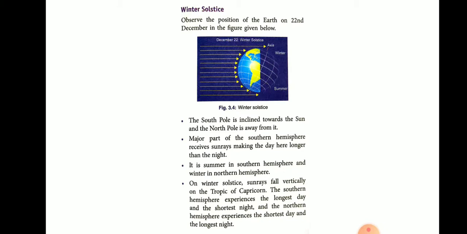Major part of the southern hemisphere receives sun's rays, making the day here longer than the night. It is summer in the southern hemisphere and winter in the northern hemisphere. So in this position, southern hemisphere experiences summer and northern hemisphere experiences winter. So on winter solstice, sun's rays fall vertically over the Tropic of Capricorn. The southern hemisphere experiences the longest day and the shortest night. The northern hemisphere experiences the shortest day and the longest night.